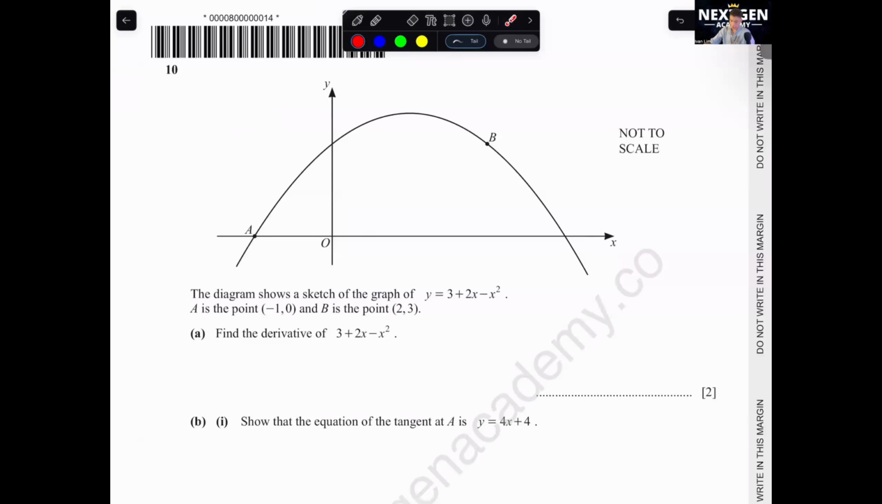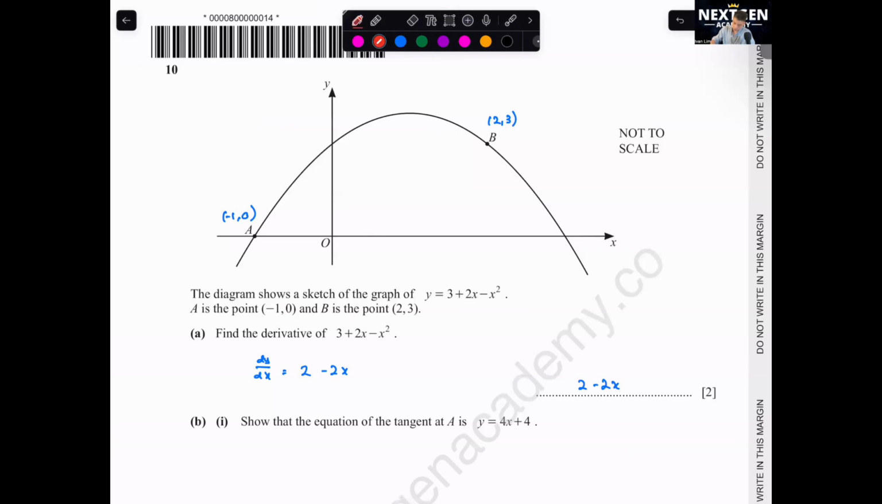The diagram shows a sketch of the graph of y equals 3 plus 2x minus x squared. A is the point (-1, 0) and B is the point (2, 3). Okay, let's label this down. Find the derivative of 3 plus 2x minus x squared. This is y, right? Let's write this as dy over dx. 3 will become 0, 2x will become 2, minus 2x. So the derivative is 2 minus 2x. Part b(i): show that the equation of the tangent at A is y equals 4x plus 4.